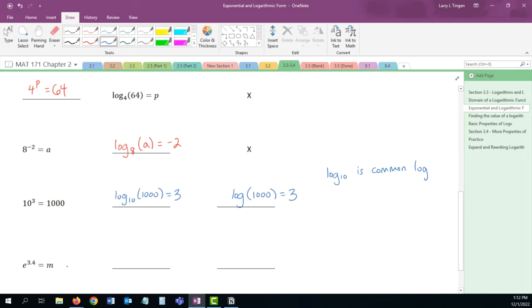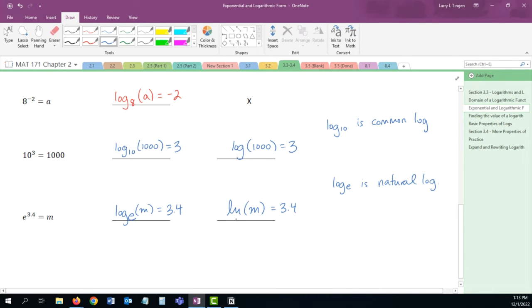All right, same thing, e to the 3.4 is equal to m. Rewrite that in logarithmic form. E is the base, m is the argument, 3.4 is the solution. Log base e is the natural log. So this is the other one where you don't have to write a base here because the fact that this is a natural log tells me the base is e. All right, what power do I raise e to get m? And the answer is 3.4.